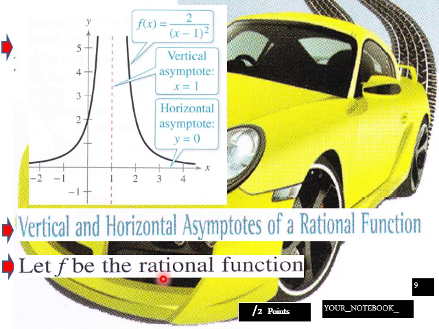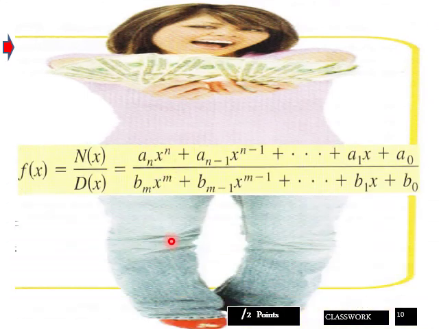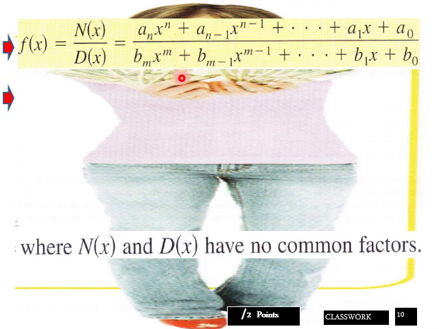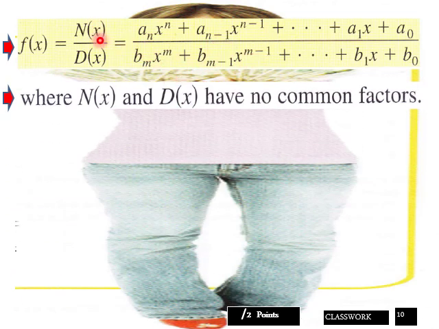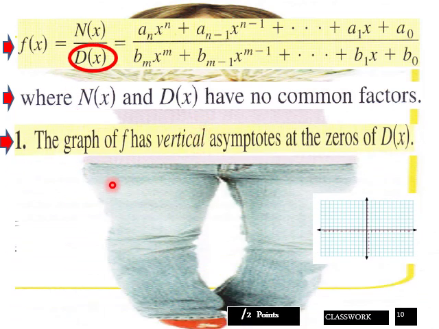Vertical and horizontal asymptotes of a rational function. A rational function like this is n of x over d of x, in our usual standard form of a polynomial. The only thing is now we have a numerator and denominator where they have no common factors. The graph of f has vertical asymptotes at the zeros of d of x. So if they have no common factors, then we have vertical asymptotes here at the zeros of d of x.